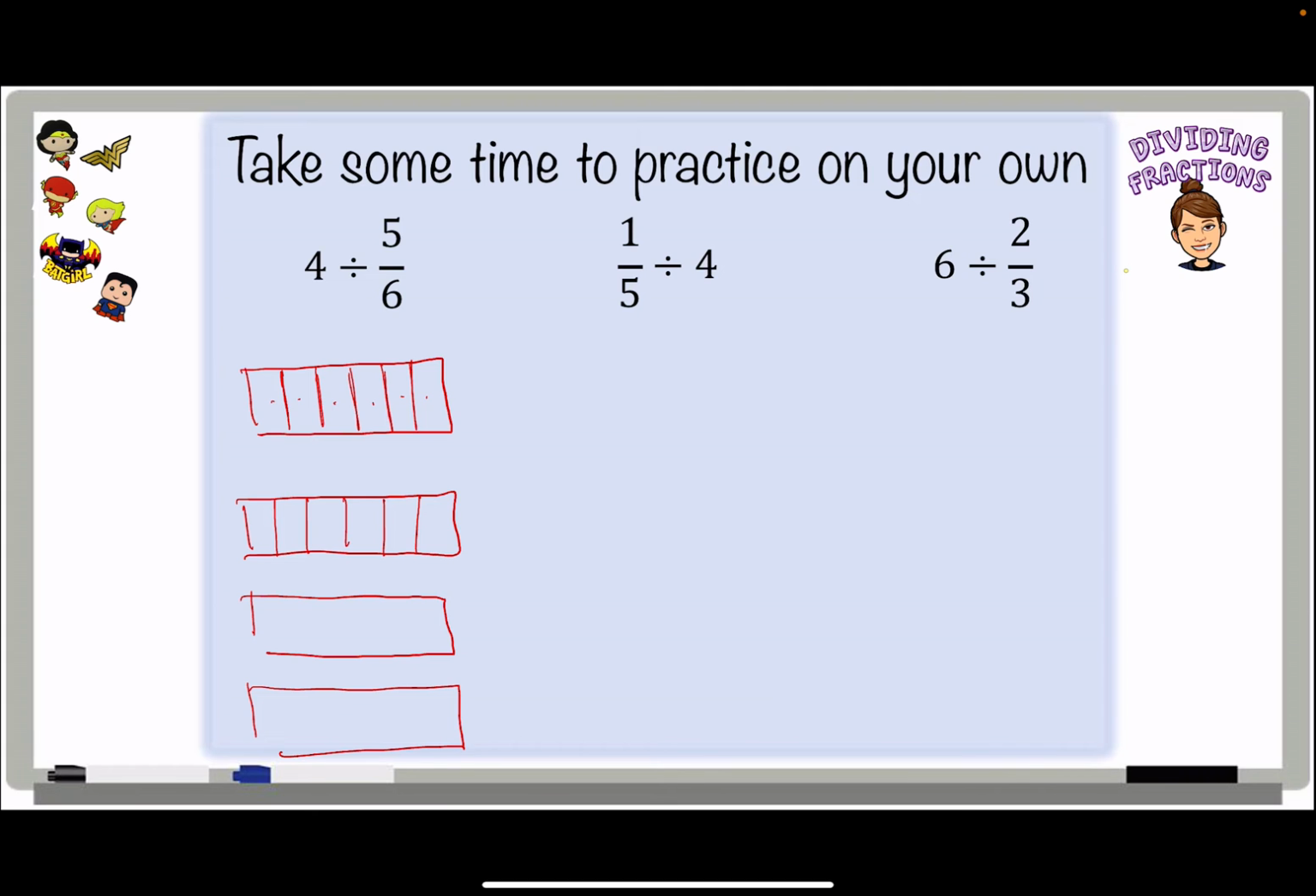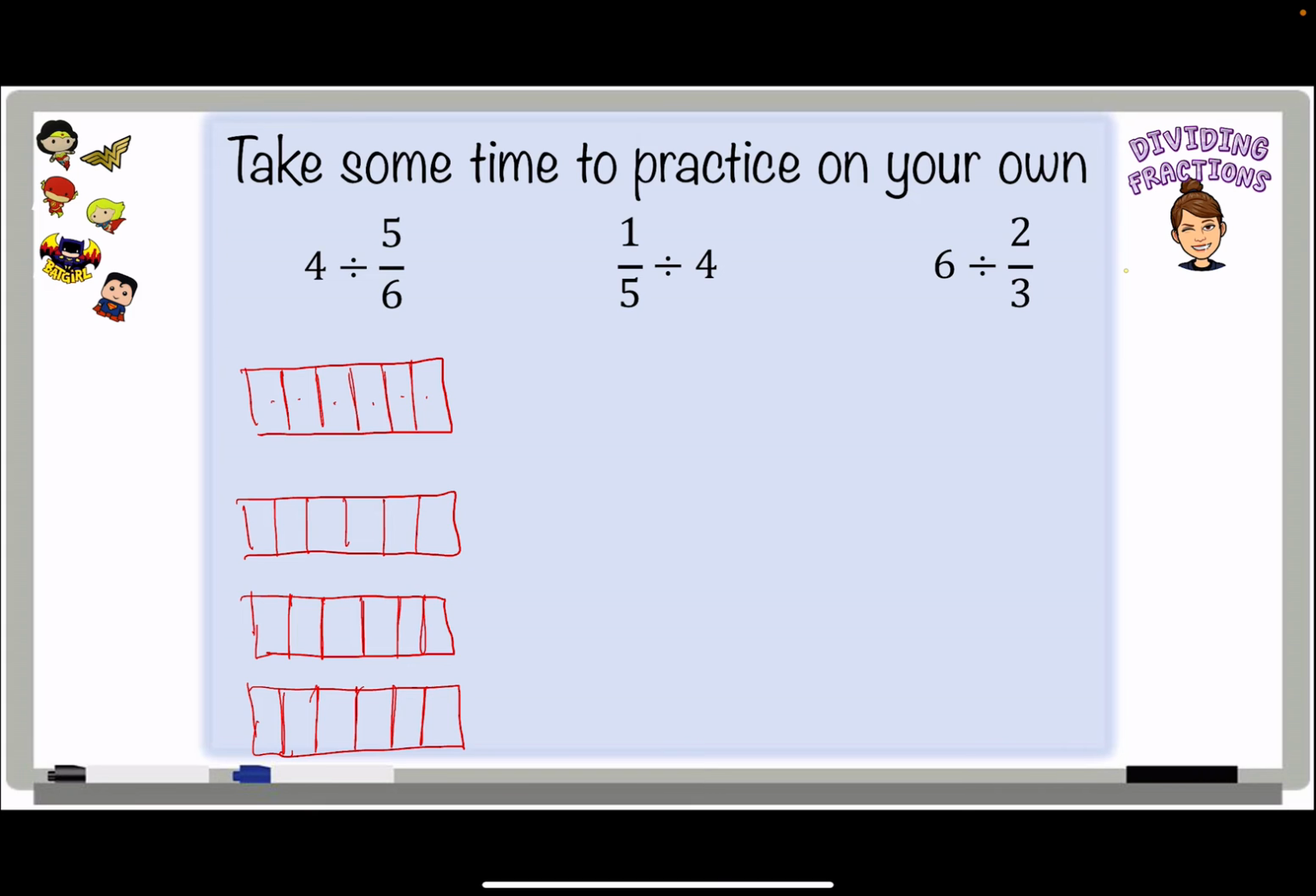1, 2, 3, 4, 5, 6. Double check. 1, 2, 3, 4, 5, 6. 1, 2, 3, 4, 5, 6.